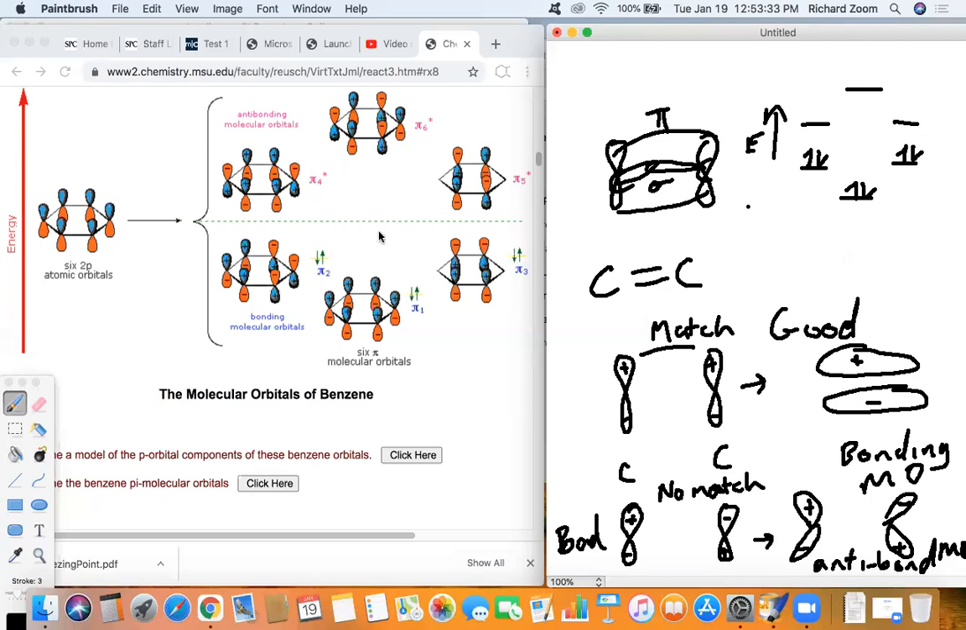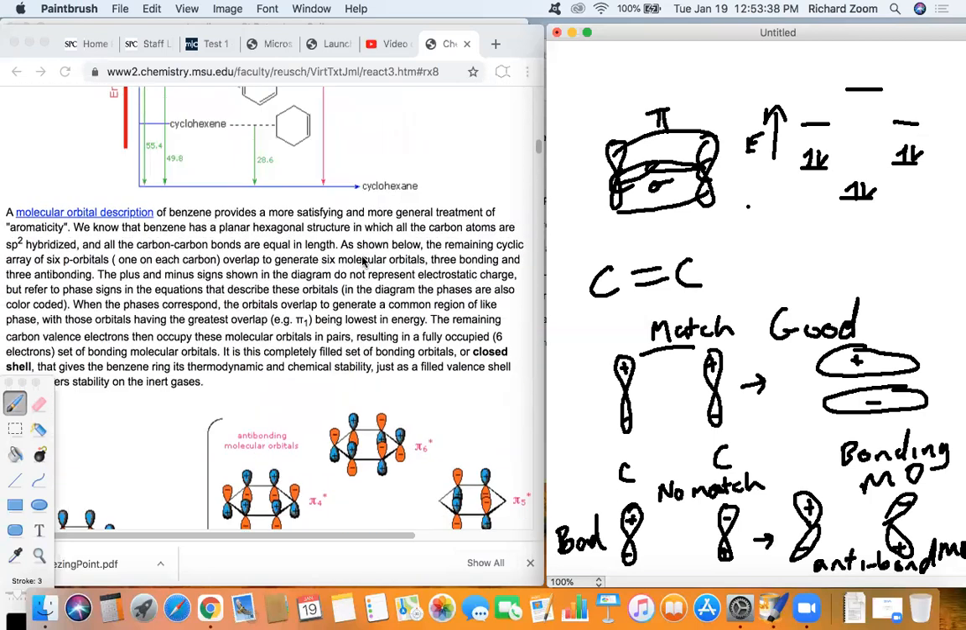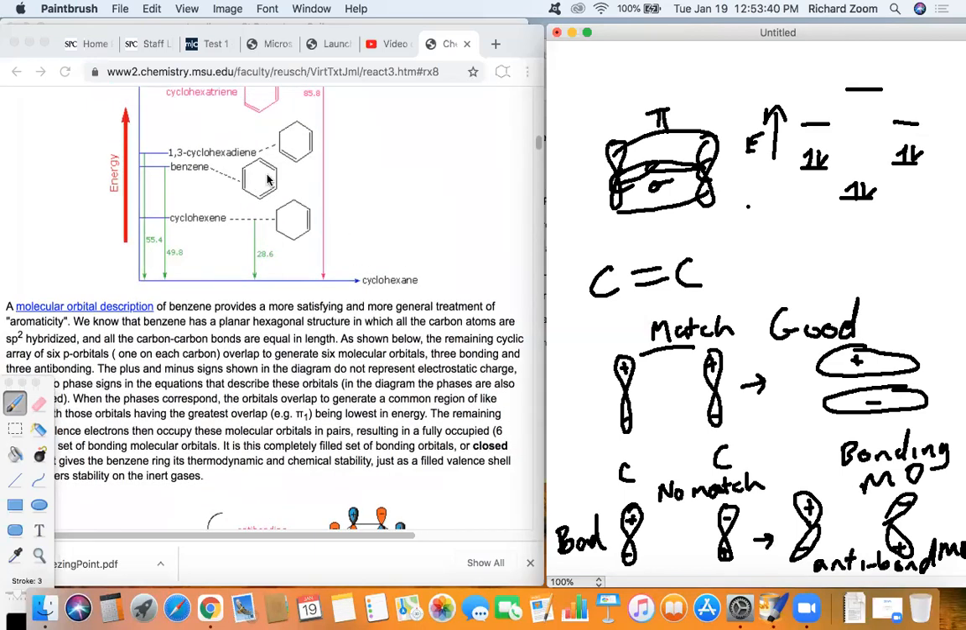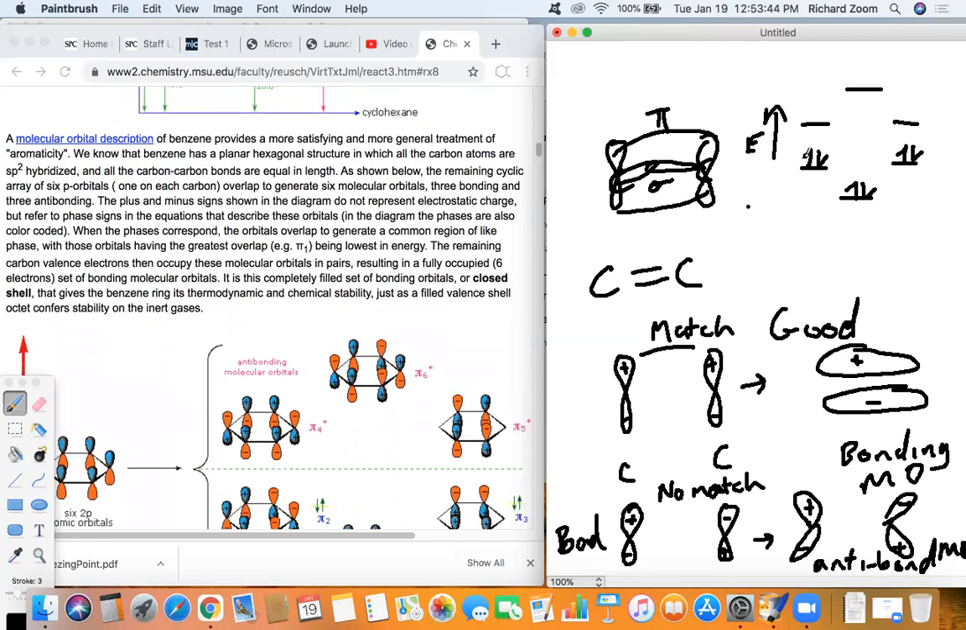The 6 comes from the 3 double bonds. So when you've got the 3 double bonds here, 1, 2, 3, that's 2 electrons in each. That's a total of 6. And this is what the energy diagram looks like.